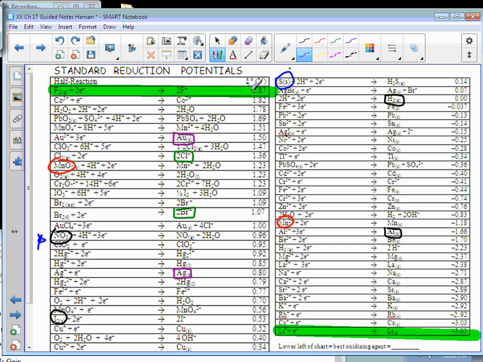So let's see, if you flipped it, these would be negative, negative, negative. These would all be unfavorable in the backward direction. So you come down here, this guy right here, being reduced, not happy. If you look at lithium metal being oxidized to lithium plus, and therefore losing an electron, if you change the sign, that would be a positive 3.05. So it's very favorable in the backward direction.